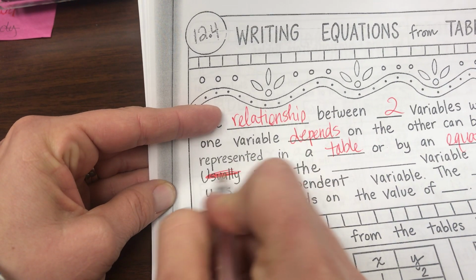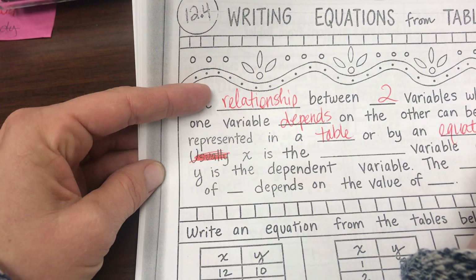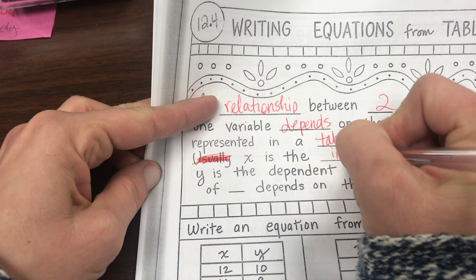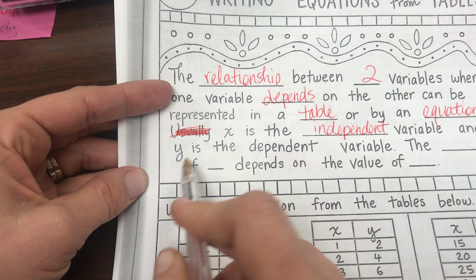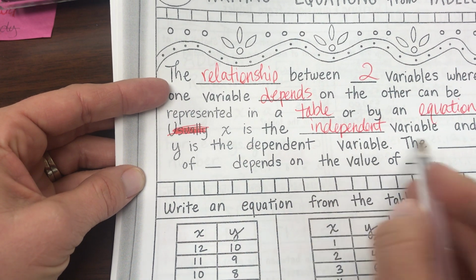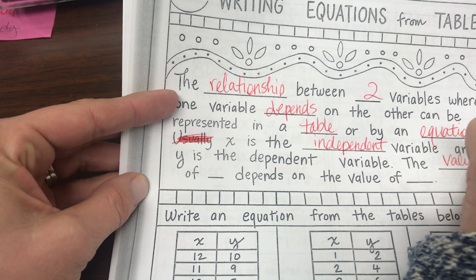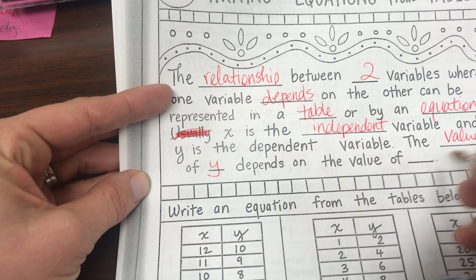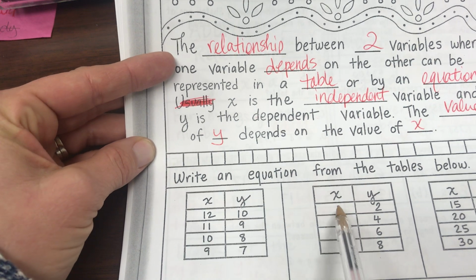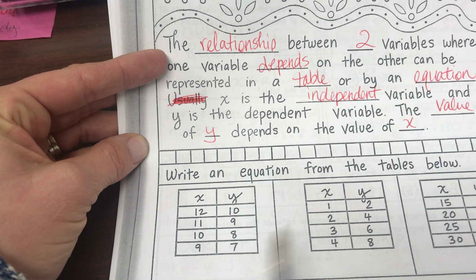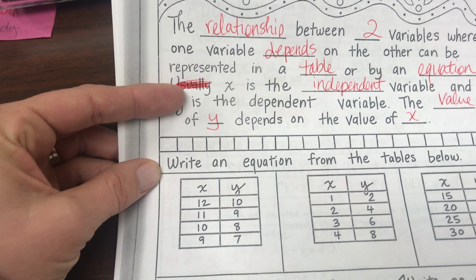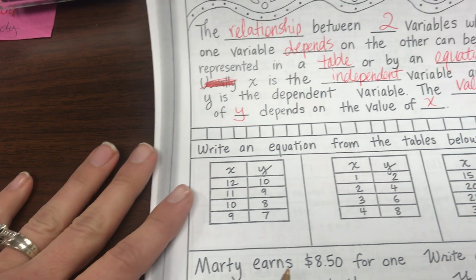So let's mark through this usually, okay? Not usually, always. X is the independent variable. And y is the dependent variable. Okay, so the value of y depends on the value of x. So as x changes, so does y. Okay, y is just following x's lead. So that's why you can find rules and patterns on these tables.